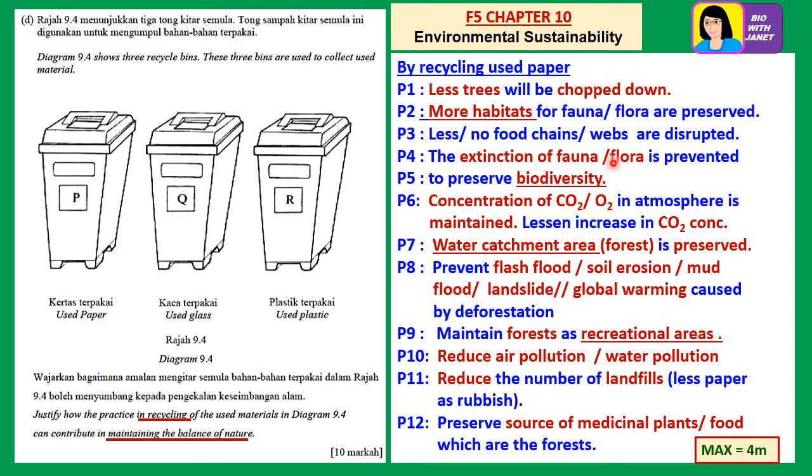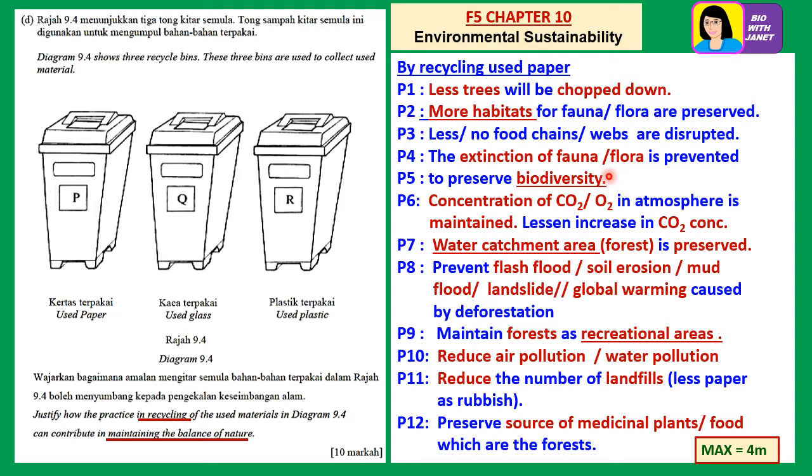And then the extinction of flora and fauna is prevented, right? Because this flora and fauna, meaning the animals and the plants, will have a habitat to stay in. So they will not die of hunger or die of loss of the habitat. All right.